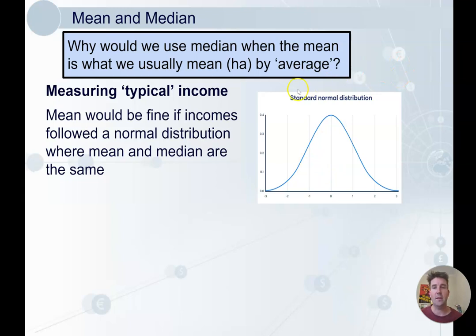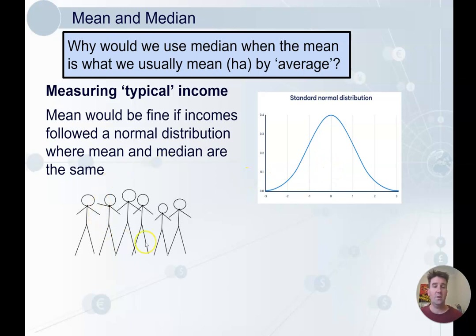So in statistics, a standard distribution or a normal distribution is shaped like this, where the bulk of the figures are in the middle. And so our median and our mean are the same number. So if everyone was on a standard distribution, that's what our incomes would look like. But in Australia, in every country in the world, I should say, incomes are not distributed in a normal fashion.